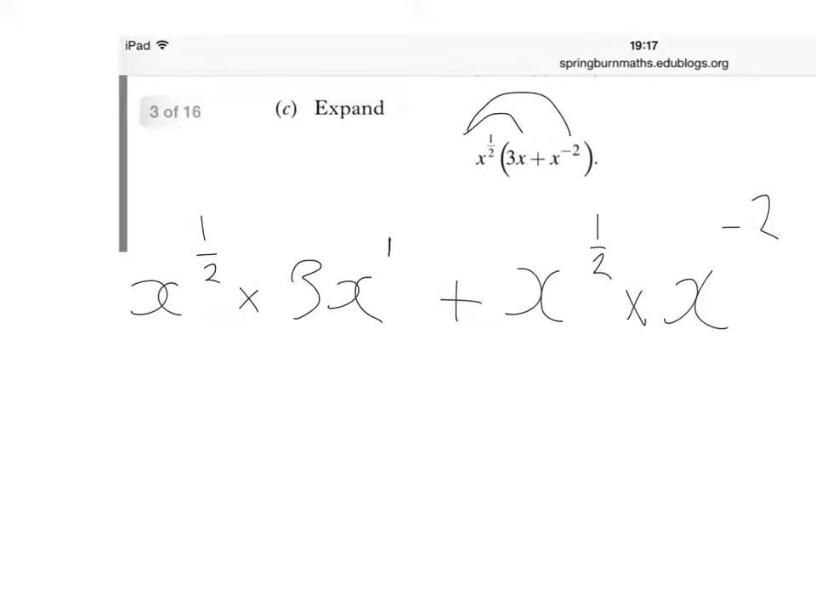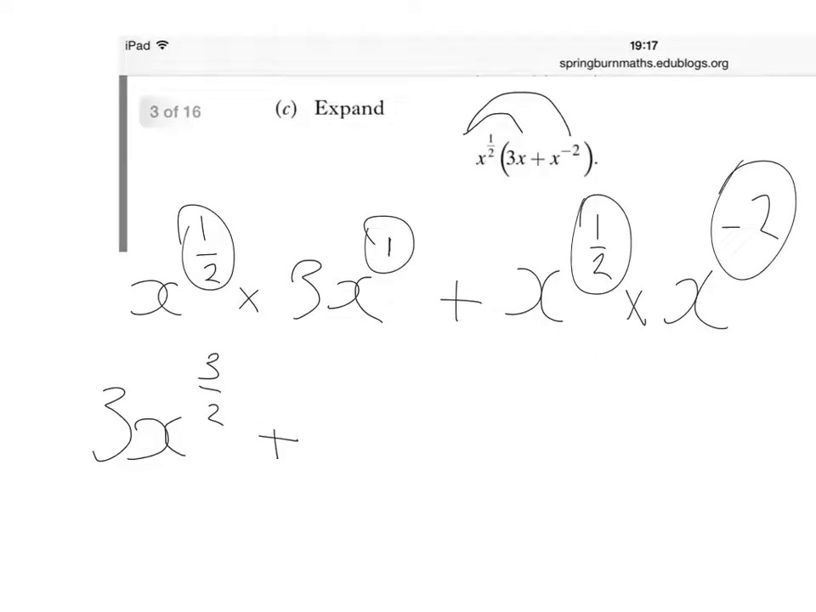So remember, again, multiply, add the powers, so we're going to add a half and 1. So if you think about 1 as a pizza, so you've got a pizza plus half a pizza, how many halves altogether? That's 3 halves of a pizza, so first bit is going to be 3x to the 3 halves. So this time, add the powers again. So you've got half a pizza, take away 2 pizzas, so think about that, it's half a pizza, take away 4 halves, and that's going to be x to the minus 3 halves. And that's the final answer to the question.